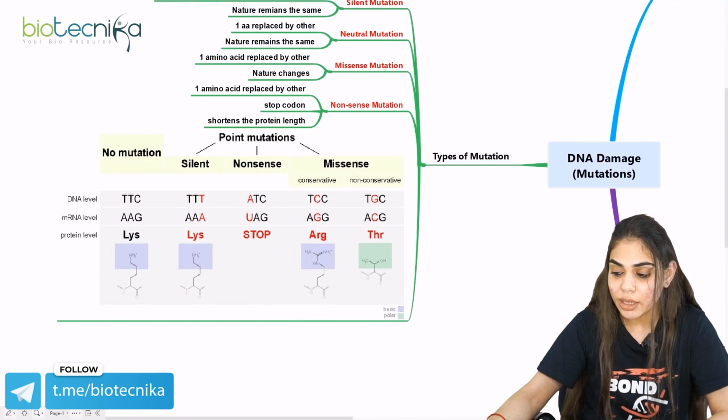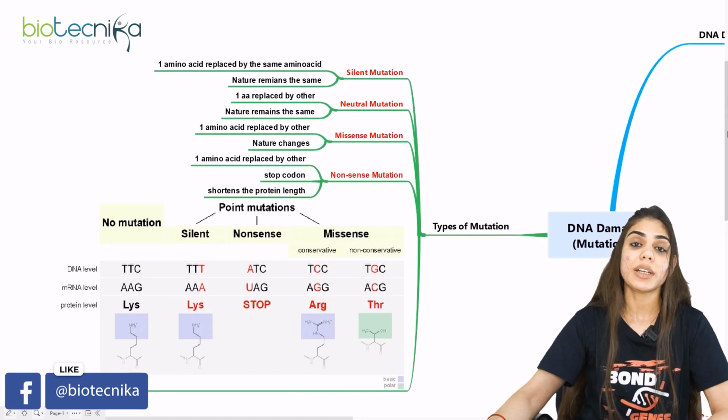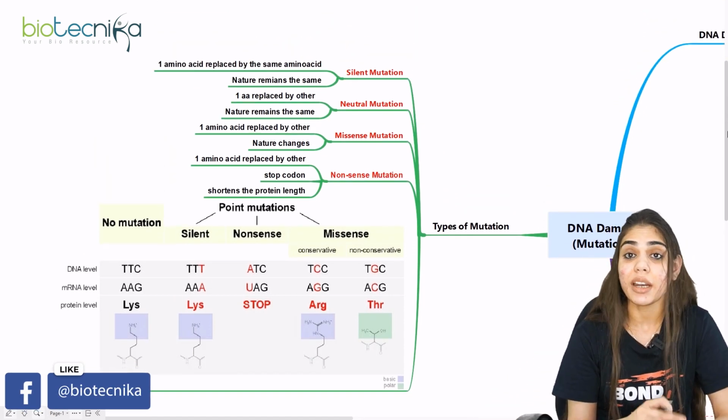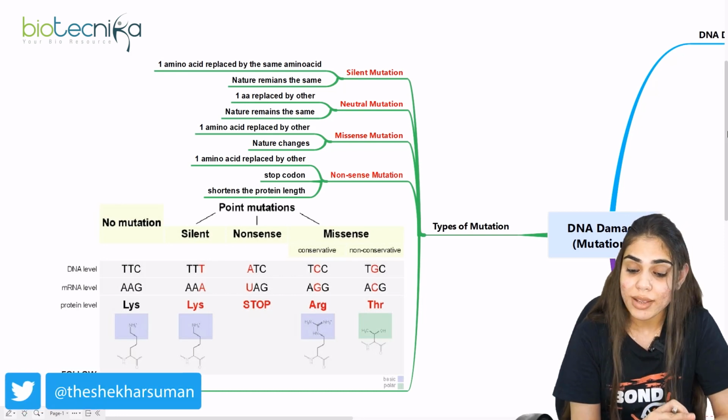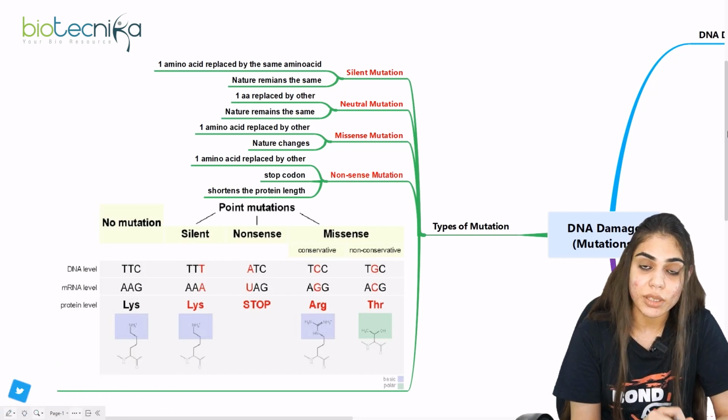So we are done with the spontaneous mutation as well as induced mutation. Now we are coming to the types of mutation. Now if you see, there are 4 basic types of mutation. The first is silent mutation, the second is neutral, the third is missense, and the fourth is nonsense.